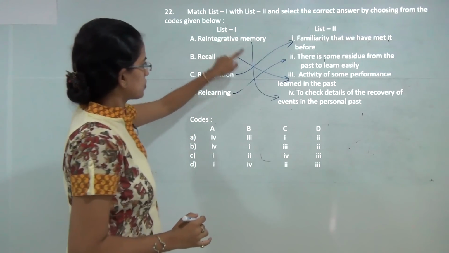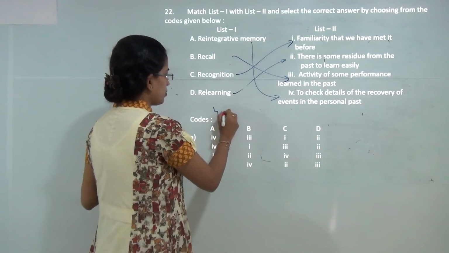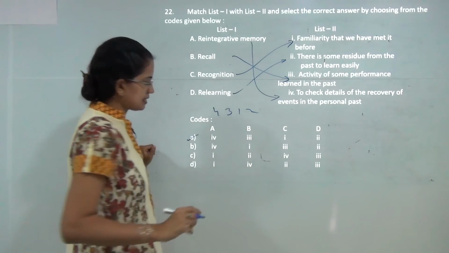So the correct option would be 4, 3, 1 and 2. So 4, 3, 1 and 2 would be the correct option, that's A.